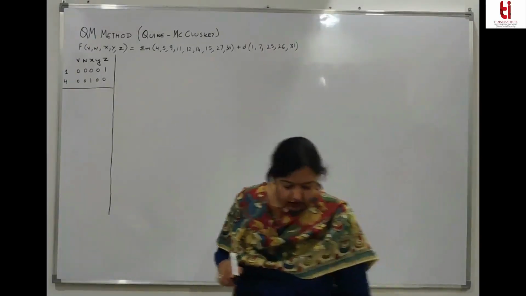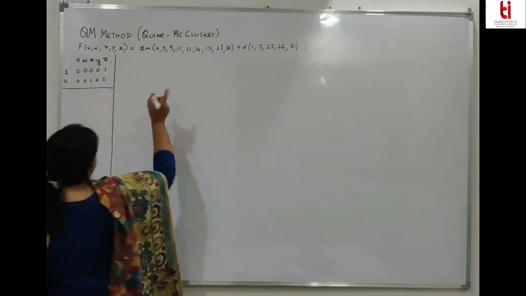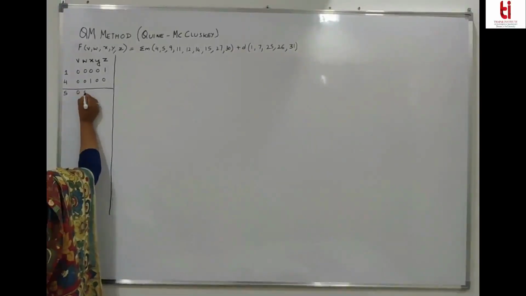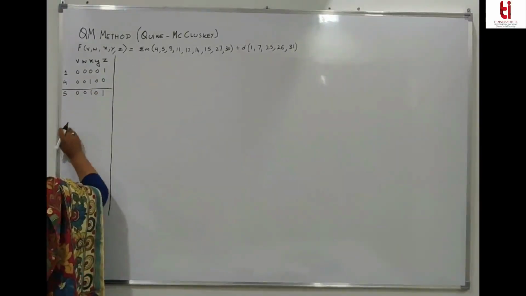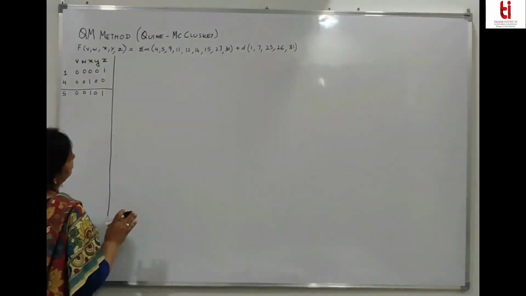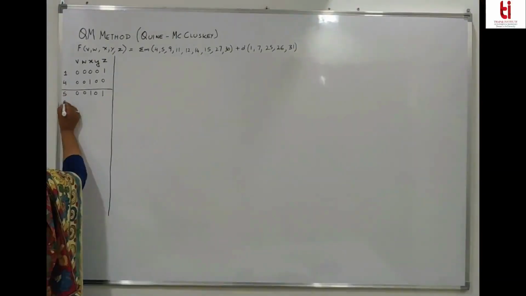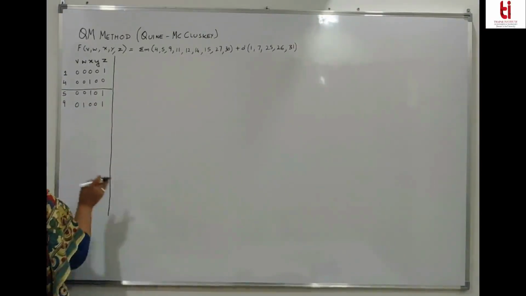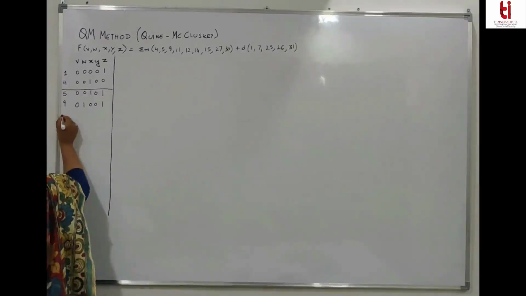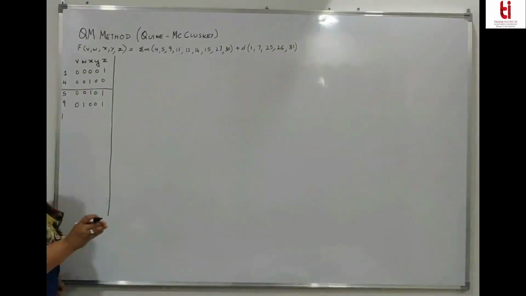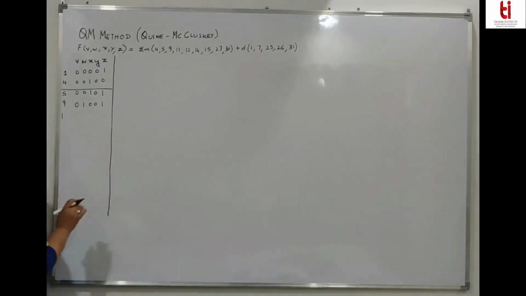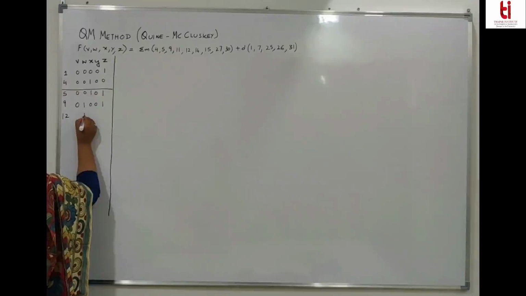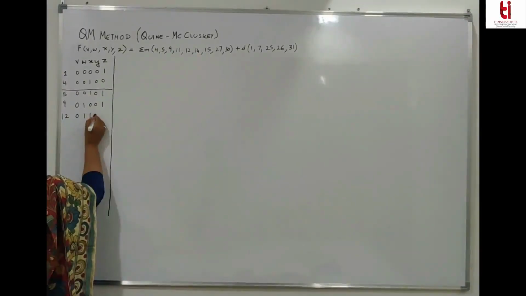Then we have to look for terms which have 2 ones. After 4 comes 5. 5 has 2 ones, 0, 0, 1, 0, 1. 6 is not there. 7 has 3 ones. 9 has 2 ones. You know how to represent it. Then you have 11. How do you represent 11? 8 plus 2 plus 1, 3 ones. Then 12. 12 is 8 plus 4.